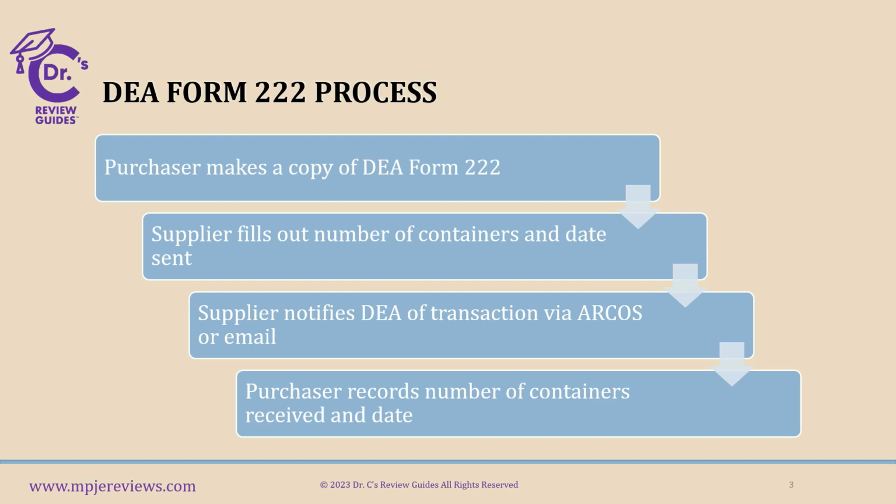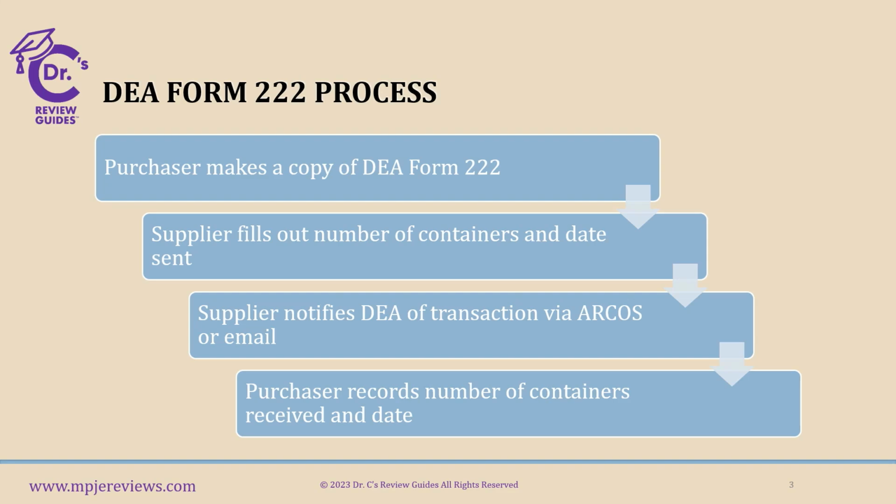So DEA transitioned from a triplicate 222 form to a single copy 222 form a few years ago. The triplicate form would require a copy be sent to DEA so they can know which drugs are transferred from one registrant to another. However, most wholesalers already report to DEA all their transactions involving Schedule II controlled substances, so there really wasn't a need to send those paper forms in and have a triplicate copy of the form anymore.